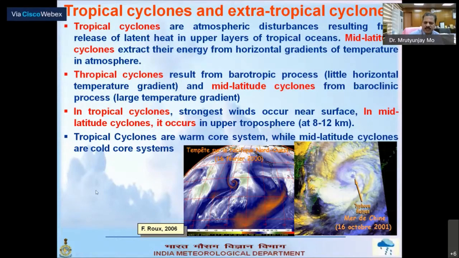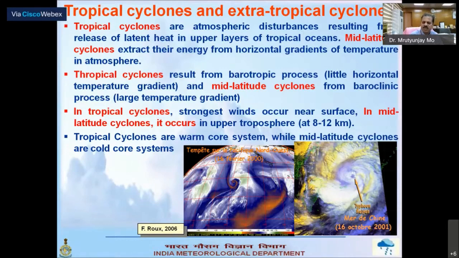Their genesis is different. The tropical cyclone occurs because of the convective process and the warm sea, whereas the extratropical cyclone occurs because of the frontal system, because of the temperature difference horizontally from one place to another. In tropical cyclones, winds are maximum at the surface or the lower level of the atmosphere. So therefore, tropical cyclones are highly dangerous.